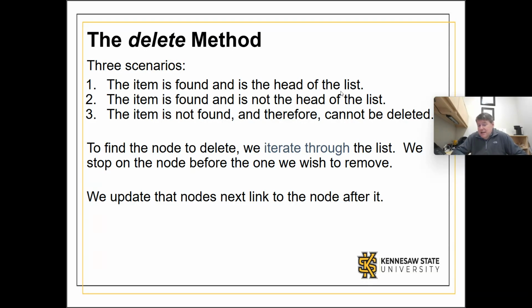One is the node that you're trying to get rid of is at the head of the list. That's where we just move head. Another possibility is that it's not at the head of the list, and that's where we're going to need a current or a temp to work our way down the list and find the node before the one we're trying to delete. And then finally, the other option is you're asked to delete something that's not in the list. Well, if it's not in the list, you successfully deleted it because it's not in the list.